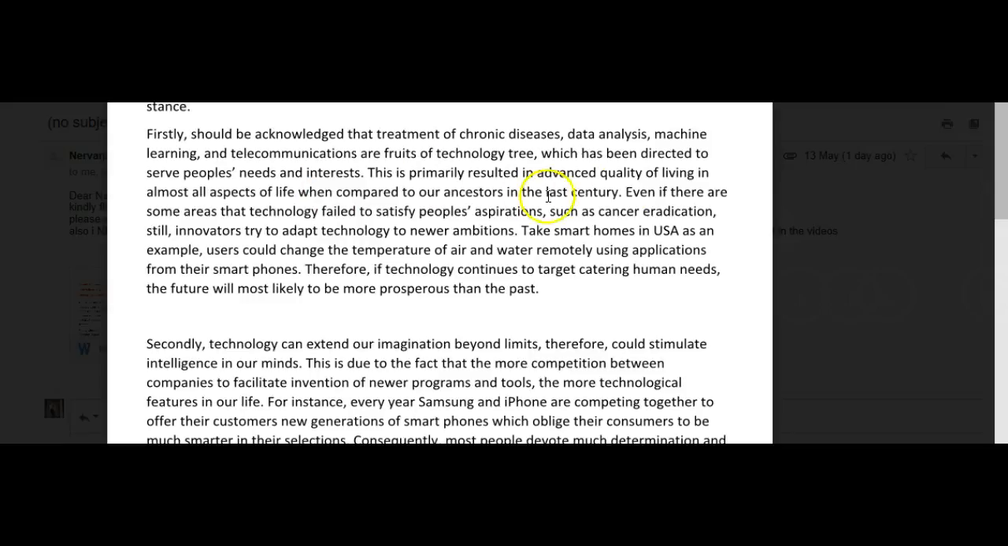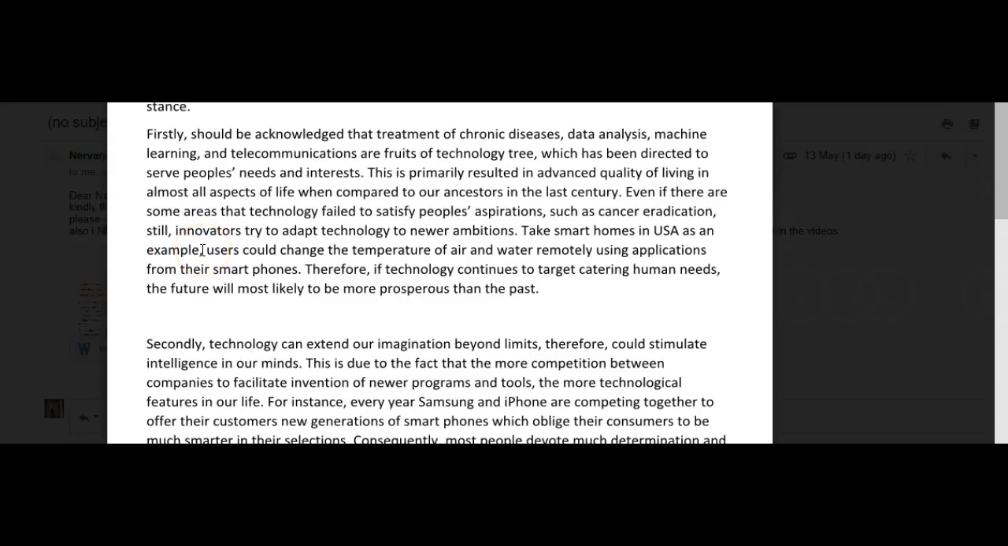How about this? Even if there are some areas where technology has failed to satisfy people's aspirations, such as cancer eradication, still, innovators try to adapt technology to newer ambitions. Okay, fine. Take smart homes in USA as an example. Here, you just put a comma, but you actually need something else. So you either need a full stop, or you need a colon, or you could combine these sentences by using something like a relative pronoun like where. So it would read like this.